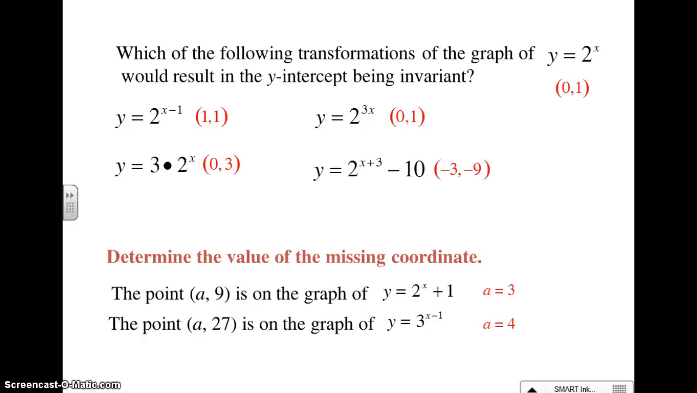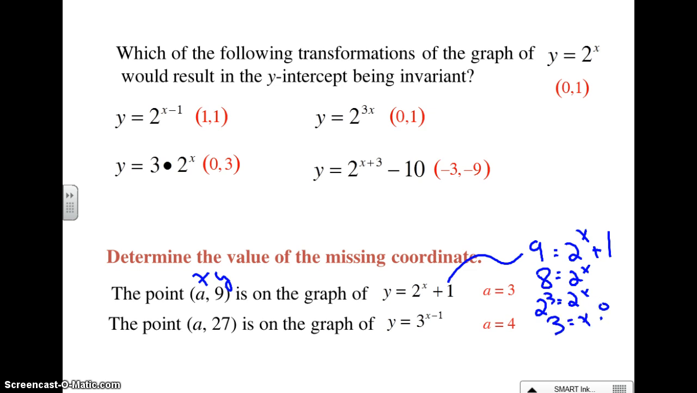There are other ways, you could use trial and error, but probably the best way to do it would be to say, well, if I've got (a, 9), remember that this is x and this is y, so in this case you need to solve the equation 9 is equal to 2 to the x plus 1. That means that 2 to the x is equal to 8, and as we've done before, 2 to the x equals 2 to the 3, so therefore x equals 3.